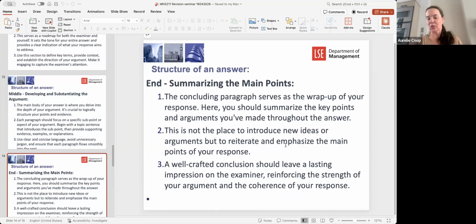You need a wrap-up of your response, and in the concluding paragraph you do not introduce new elements. The conclusion is a place where you just reiterate and highlight the main points and put it all together, so the reader understands globally, and finally sees what the whole argument is leading towards. So it's a well-crafted conclusion.